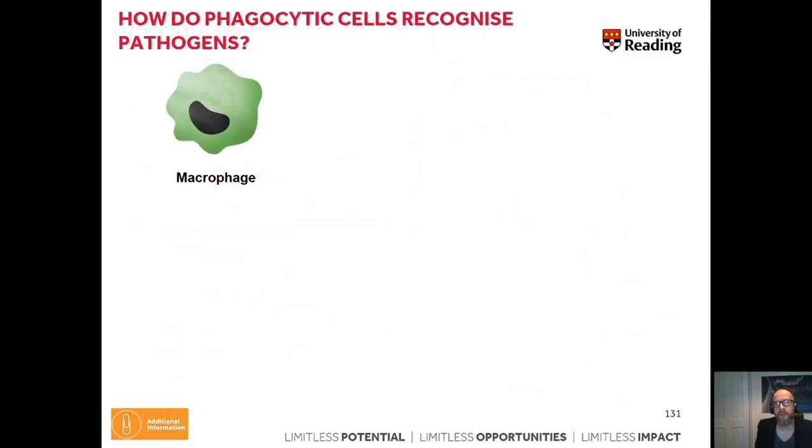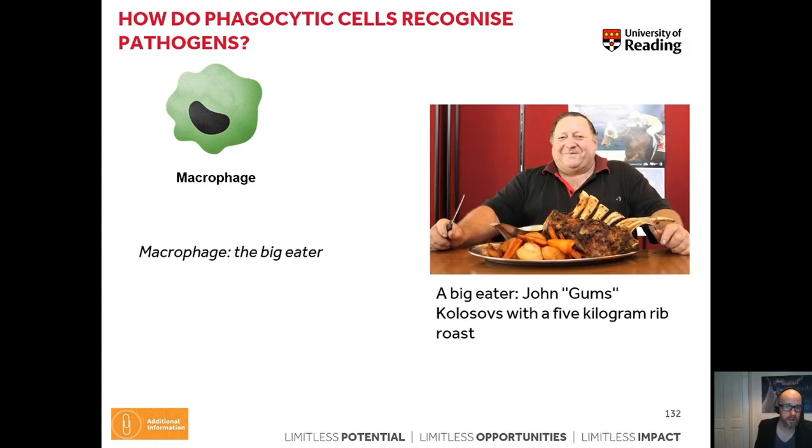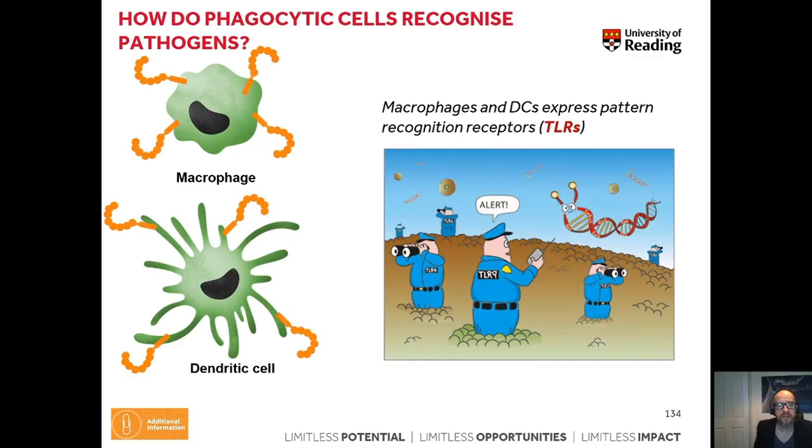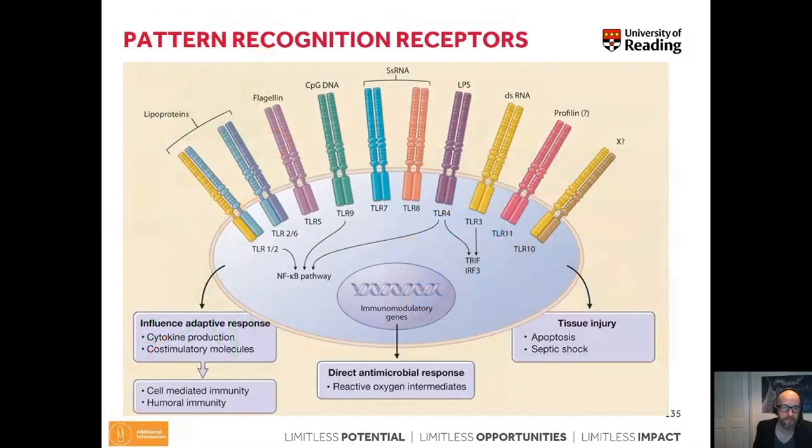So, how do phagocytic cells recognize pathogens? And again, phagocytic cells are macrophages, the big eaters, and dendritic cells. Those cells are able to recognize bacteria via a set of very specific surface receptors. And those receptors are referred to as pattern recognition receptors or toll-like receptors. And I'm quite passionate about those receptors because this is something I'm actively working on research-wise in my laboratory.